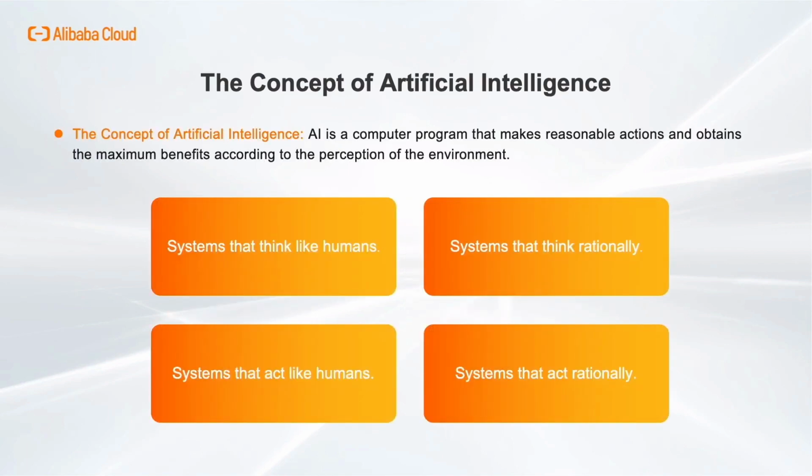The concept of artificial intelligence is that AI is a computer program that makes reasonable actions and obtains the maximum benefits according to the perception of the environment. In the figure, you see the definitions of AI laid out along 2 dimensions. The dimensions on top are concerned with thought processes and reasoning, whereas the ones on the bottom address behavior. The definitions on the left measure success in terms of fidelity to human performance, whereas the ones on the right measure against an ideal performance measure called rationality. A system is rational if it does the right thing, given what it knows.